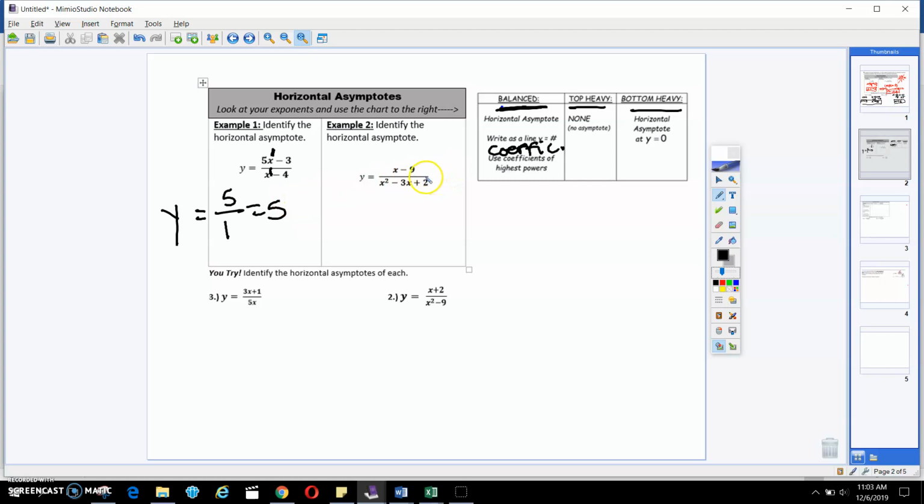All right, so now we're going to look at example 2. We've got exponents 1 and then 2 in the denominator. So this is going to be bottom heavy, okay? So what it means is our horizontal asymptote is going to be y equals 0.